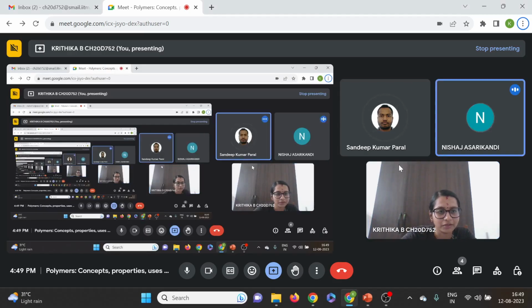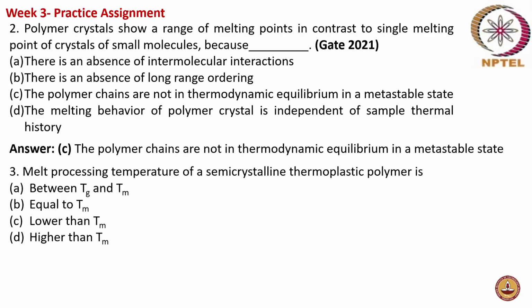Yes, madam. Okay, now let's move to question number 3. Melt processing temperature of a semi-crystalline thermoplastic polymer is between glass transition and melting temperature, or equal to melting temperature, or lower than melting temperature, or higher than melting temperature. So which one? Higher than melting temperature.